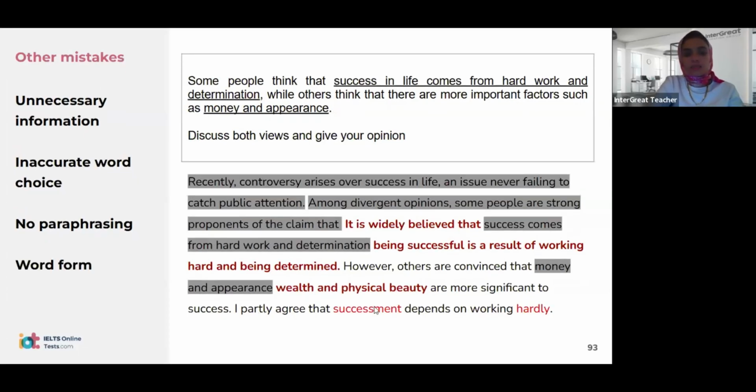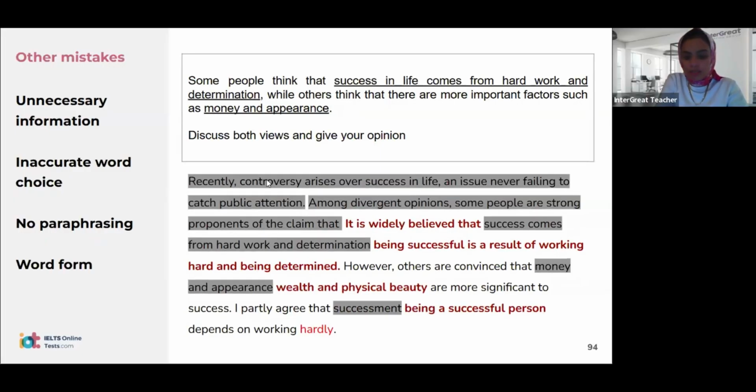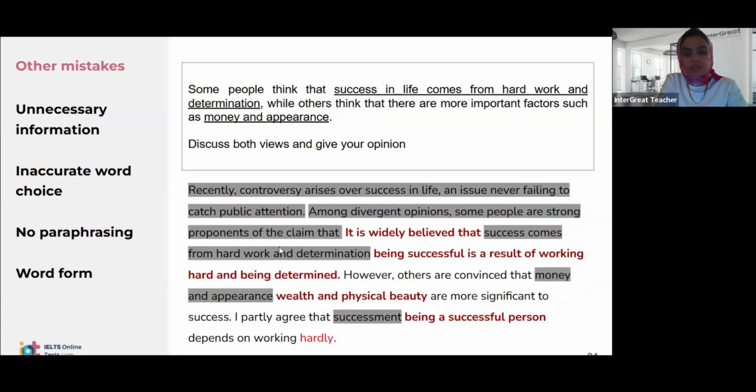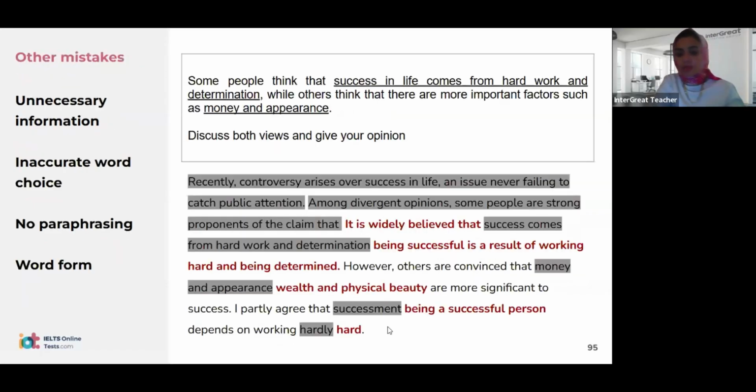Let's have a look at the last sentence. "I partly agree that successment depends on working hardly." Any mistakes here? Success, of course; there's no such thing as "successment." "Hardly," not "hardly." Being a successful person depends on working hard, not hardly. Hardly has a different meaning, so working hard. All right, very good.